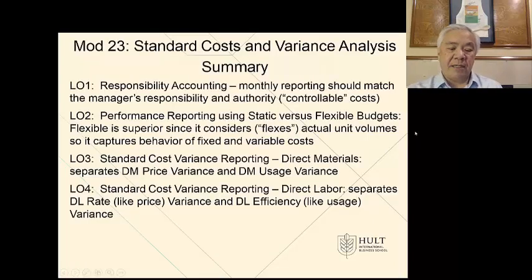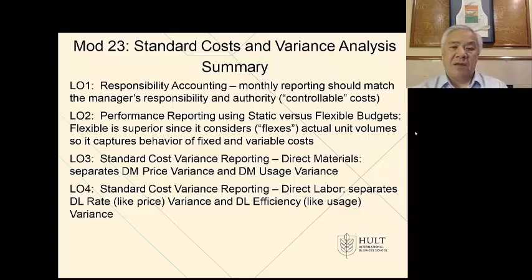So summarizing Mod 23, standard cost and variance. In responsibility accounting, we like to match the responsibility and authority with the reporting people receive, and it normally mirrors the org chart. The performance under static and flex, basic answer is flex is better because it considers the number of units produced as a factor in how to create the budget number by which to compare the actuals. Standard cost variances for direct materials allows us to break out how much more or less did we spend on material and why. Was it due to the price of the material, or was it due to the amount we used of the material? And finally, LO4 is standard cost variance reporting on direct labor.